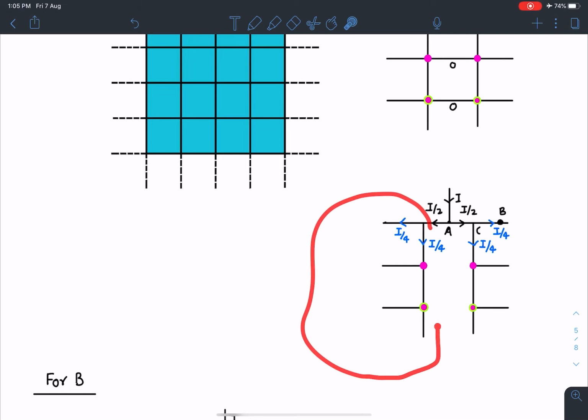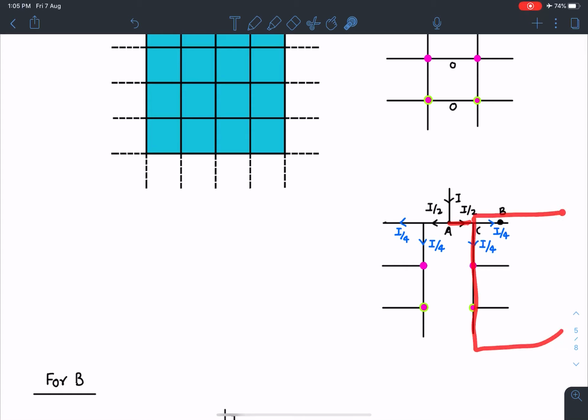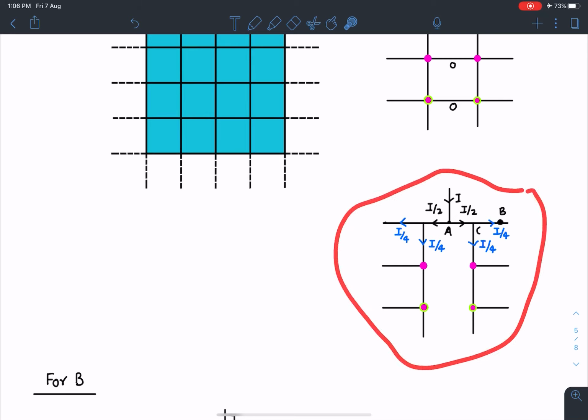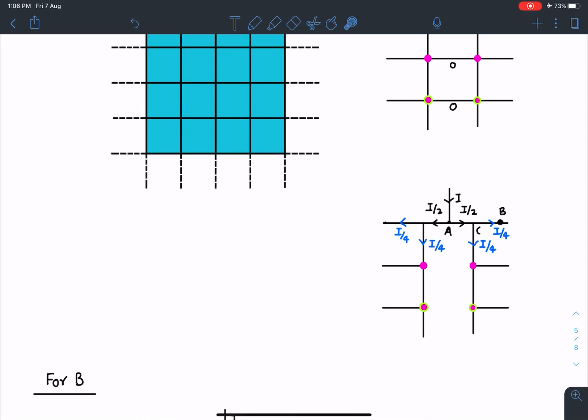So in this, you can say about this line there will be symmetry. So current here and here must be I by 4, I by 4. Similarly, I can say the current after reaching here, this grid till infinity must be symmetrical with respect to this line. So current here and current here will be equal, and that current is I by 4. So this is the current distribution when we are sending current from A to infinity.